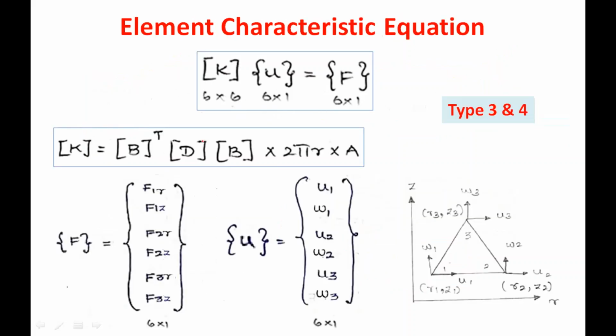Then type 3 and 4 problems are using the element characteristic equation, where K is the stiffness matrix, U is the displacement matrix, F is the force matrix. Now in this part we are going to solve the problems under type 1 and type 2.